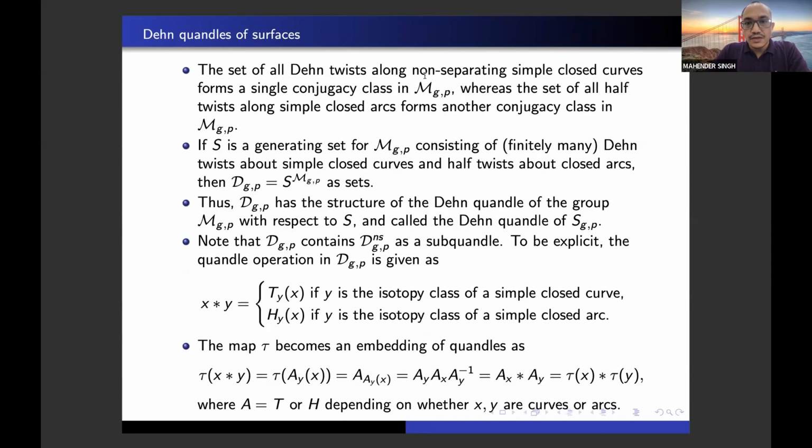The set of all Dehn twists along non-separating simple closed curves forms a single conjugacy class. This is a well-known fact. In fact, one can check that if phi is a homeomorphism and alpha is a simple closed curve, then the Dehn twist along phi of alpha is simply the conjugation of the Dehn twist along alpha by the homeomorphism phi. If S is a generating set for the mapping class group consisting of Dehn twists about simple closed curves and half twists about closed arcs, one can always take this set to be finite. It's well known in this subject. One can choose, for example, Humphries generators, which we will show in coming slides. Therefore, as I said, D_{g,p} is just the set of conjugates of these generators in the mapping class group.